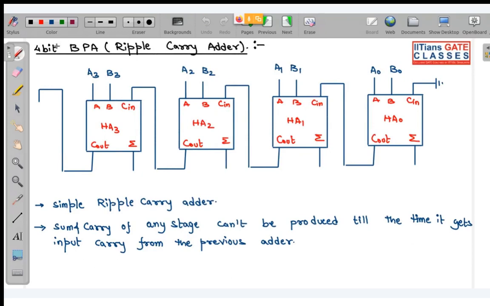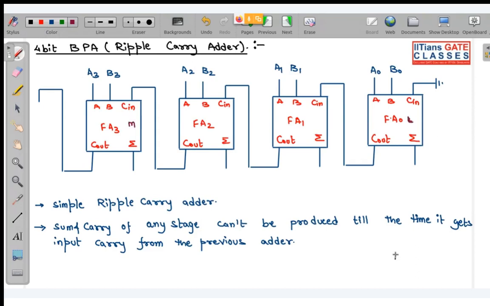See, this is basically the diagram of a 4-bit binary parallel adder. Here you can see we have 4 full adders. A full adder has 3 inputs: 2 of them are your bits and 1 of them is the carry input. So this is your LSB position, and this is your MSB position.